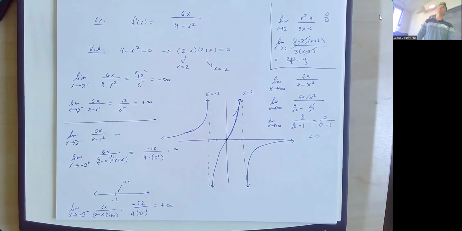I will also point out, just because people often have confusion about this, this graph does cross its horizontal asymptote right at the origin. It's totally okay. Graphs do that all the time. They totally cross the horizontal asymptote. Let's look at a few more examples of horizontal asymptote things because they can be a bit confusing.